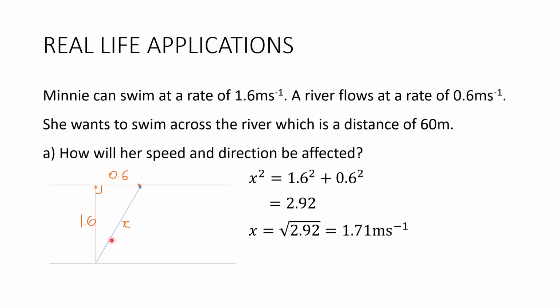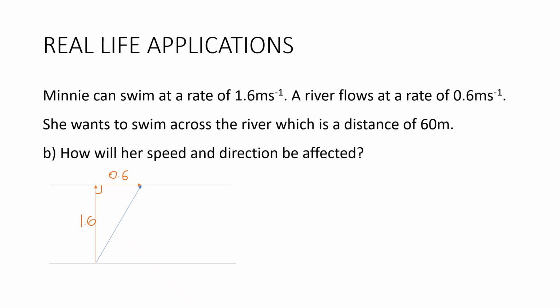So we know the speed, but we also need to know the direction. And it's just a matter of working out this angle. It's just tan. So tan theta is equal to 0.6 on 1.6. So theta is 20.6 degrees.